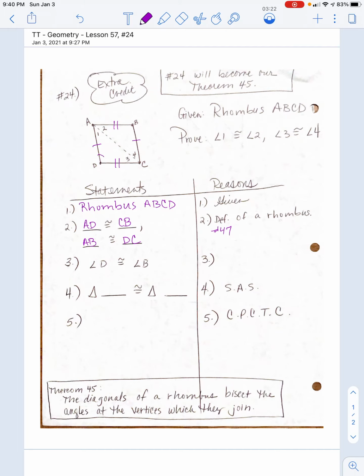Angle D and angle B are also congruent to each other. I'll put 3 little tick marks on these little angles. And the reason for that is that in Theorem 35, again, if you check your little packet there, it says if a quadrilateral is a parallelogram, then both pairs of opposite angles are congruent. So we're just going to write here that both pairs of opposite angles, that's the symbol for an angle, of a parallelogram, and in this case, the rhombus, are congruent.